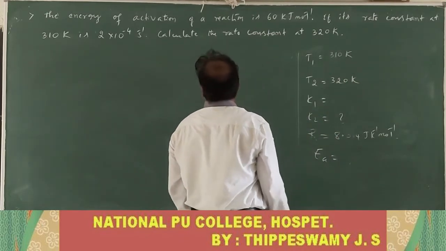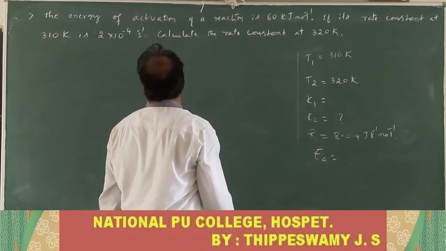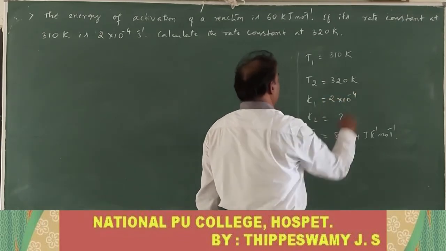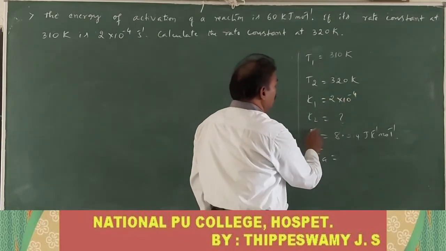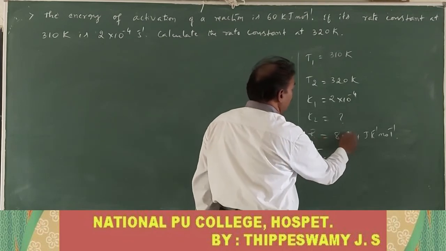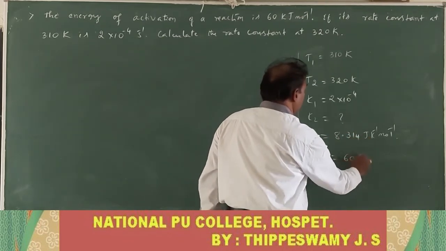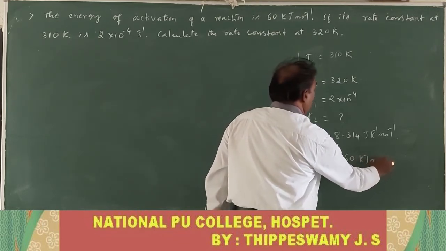What is the value of K1? K1 is 2 into 10 to the power minus 4, and you have to find K2. The R value is given, that is a constant. And the activation energy is 60 kilojoules per mole.